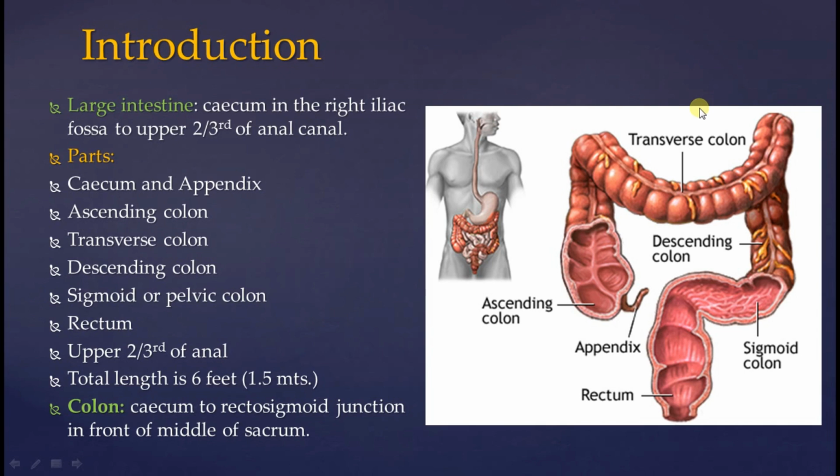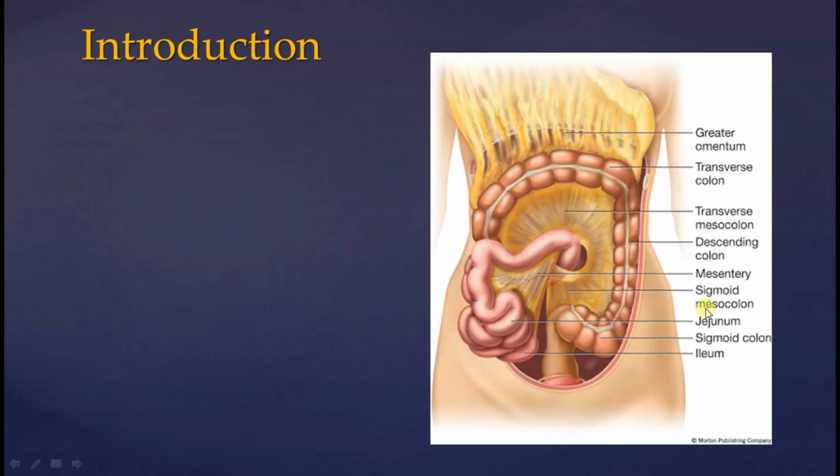So what is colon? From the caecum to the rectosigmoid junction, in front of the middle of the sacrum. So colon refers to all those parts which end with the term colon: ascending colon, transverse colon, descending colon and sigmoid colon.